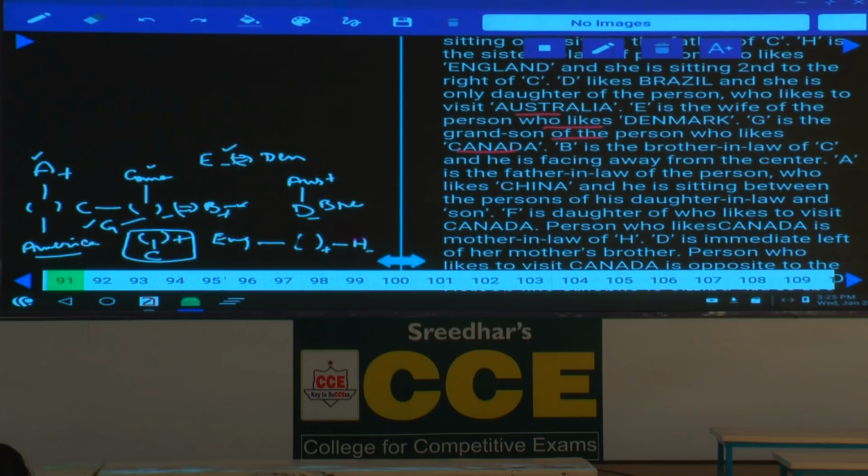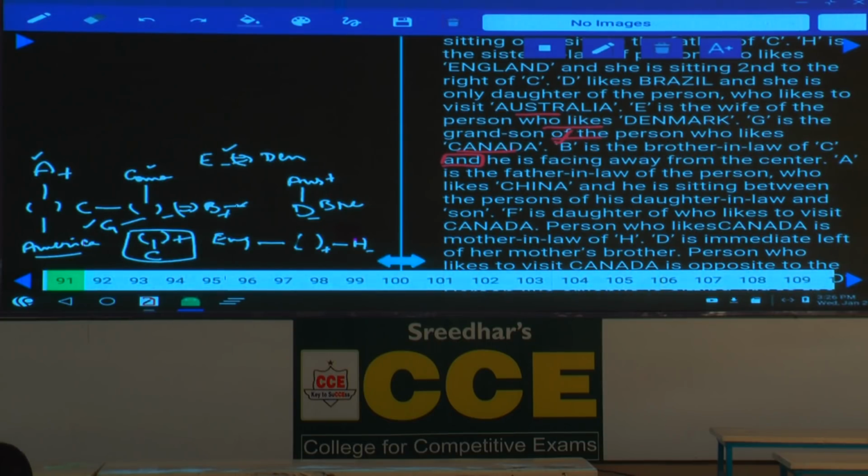And who is facing away from the center here? B is the brother-in-law of C, and he is facing away from the center. He is facing away from the center means who is facing away from the center? B is facing away from the center. It is not C. Done with this? B is the brother-in-law of C. Here the word "and" is used. "And" means the first person, that is B. B is the brother-in-law of C, and this B is facing away from the center.